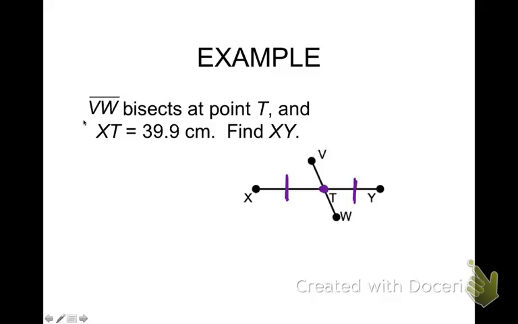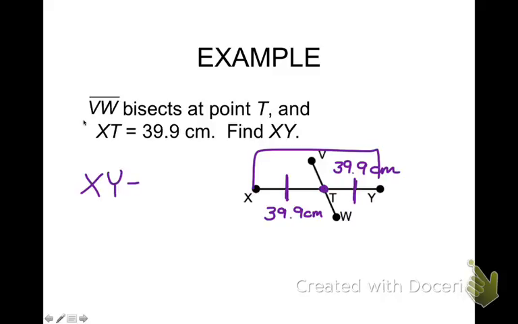So if XT is 39.9 centimeters, I'm going to label that. What would TY need to be if they're congruent? 39.9 centimeters. Good. So then what would be the length of the whole thing? 39.9 plus 39.9. Don't worry, I'll help you out. I know it's early in the morning. 79.8. So XY is equal to 79.8 centimeters.